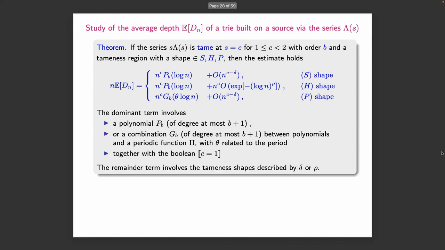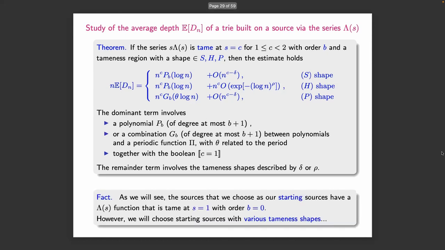Okay, and the remainder terms involve the thinness shapes. So for a strip shape or periodic shape, delta is just the width of the strip. And for the hyperbolic shape, we have a sort of hyperbolic curve, and rho is relative to the shape of this hyperbolic curve.